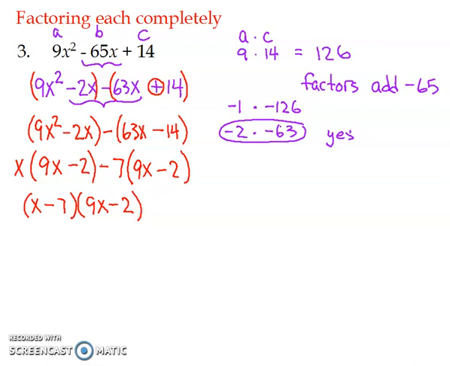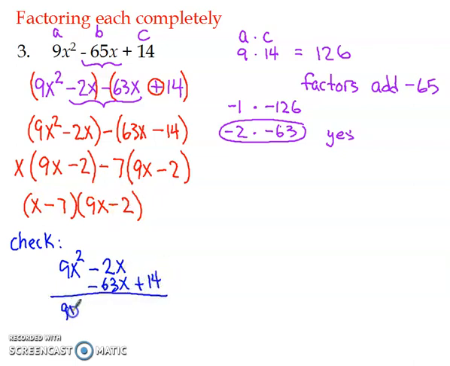So our check is going to be by foiling. Always check your answer. So foiling, we'd have 9x squared. Those are the first terms. Outer terms give us negative 2x. Inner terms give us negative 63x. And the last two terms give us positive 14. Combine the center two terms to make sure we match the original equation. So our answer is right there.